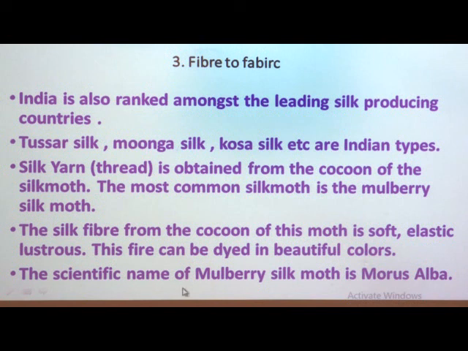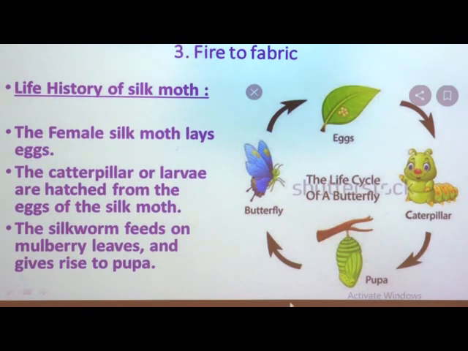The scientific name of the mulberry silk moth is Morus alba. In India it is commonly known as the mulberry silk moth, but what is the scientific name of this? It is Morus alba. And also, for example, Bombyx mori is one other mulberry silk moth from which we can obtain silk fiber. So now let us move to the life history of the silk moth.